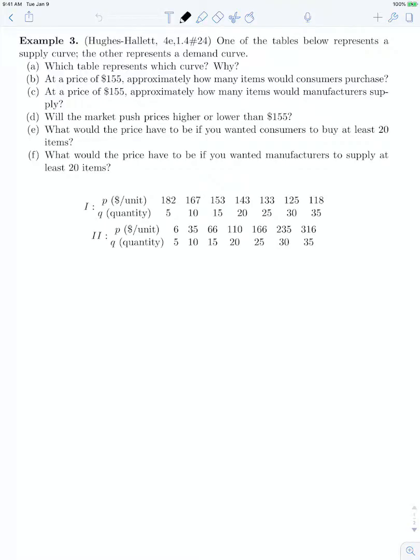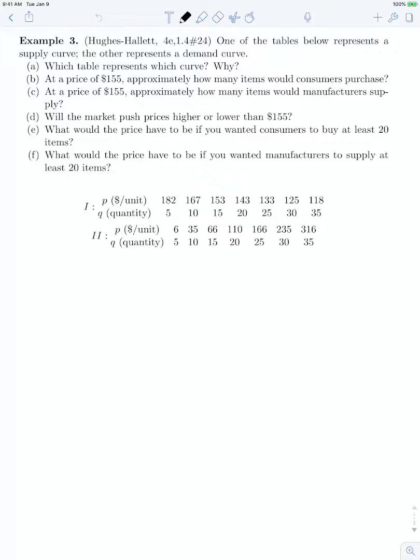Here I'm going to do example 3 from section 1.4. I'll start by reading at least part of the problem and then we'll dig into it a little bit. One of the tables below represents a supply curve, the other represents a demand curve. Part A, which table represents which curve and why? And then in part B, we'll talk about reading the tables with a price of 155, and we'll go on from there. But let me start with part A.